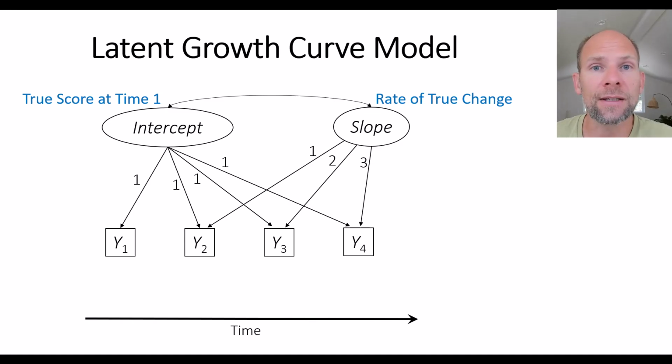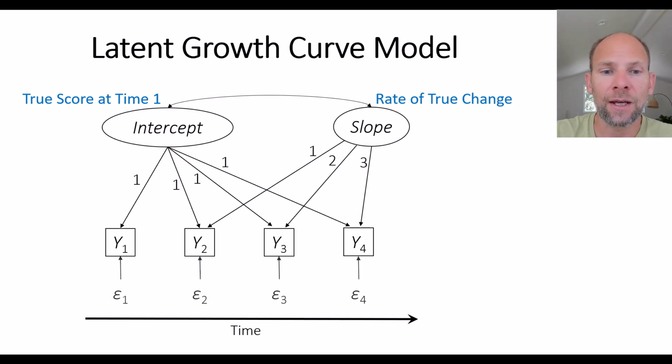And also we estimate the means of the intercept and slope factors to quantify the average true score at time 1 and the average rate of change. And then finally, we have error variables epsilon for each time point, which quantify measurement error and time-specific influences that are not captured by the overall growth curve.